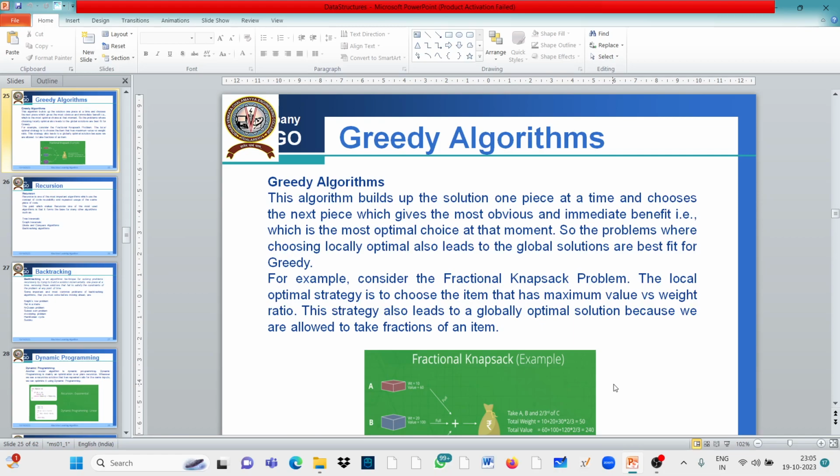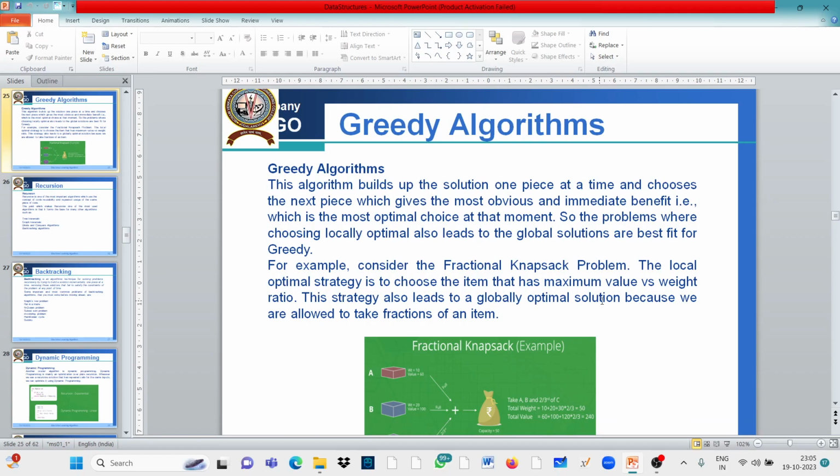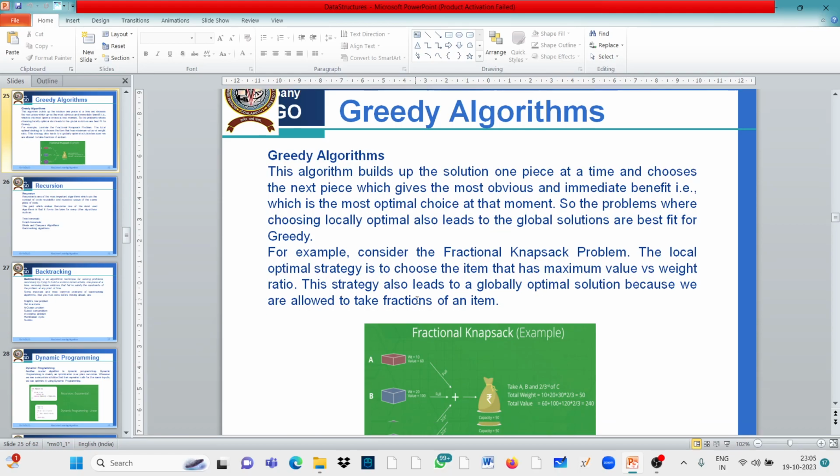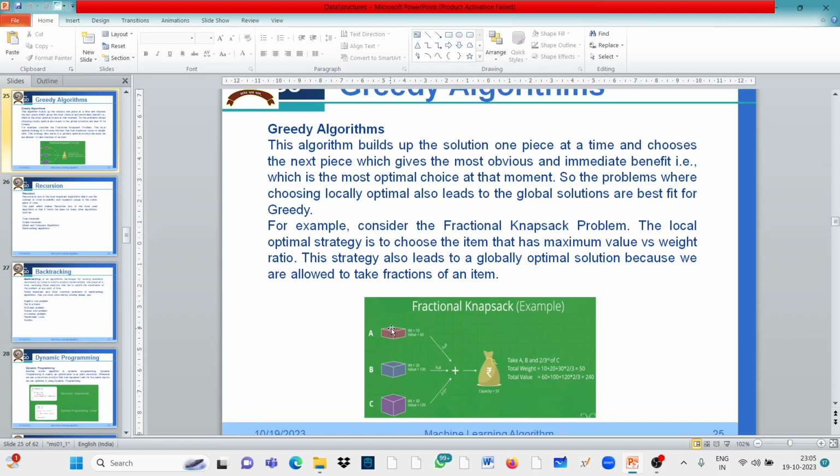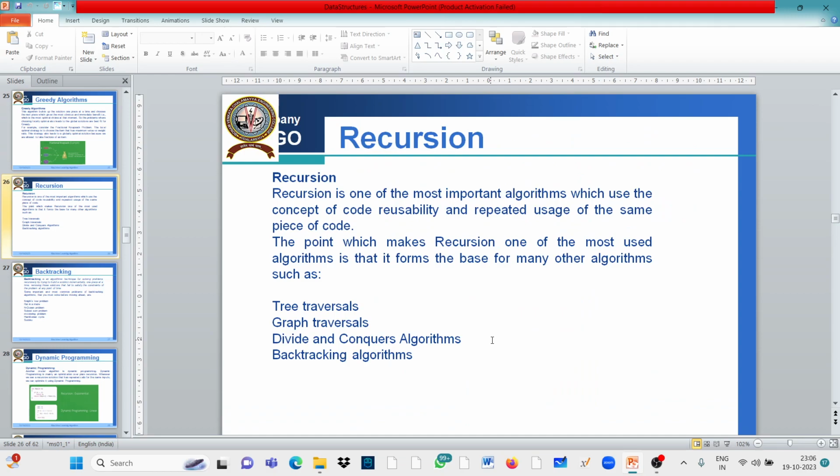For example, consider a fractional knapsack problem. The local optimal strategy is to choose the item that has maximum value versus weight ratio. So this strategy also leads to a global optimal solution because we are allowed to take fractions. This is an example, you can see here A, B, C, like that. Here the fractional knapsack is given. So all things we can get it here. Okay, this example.